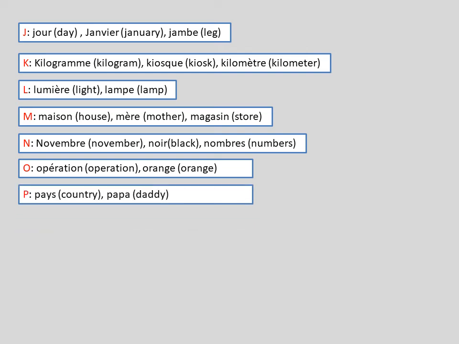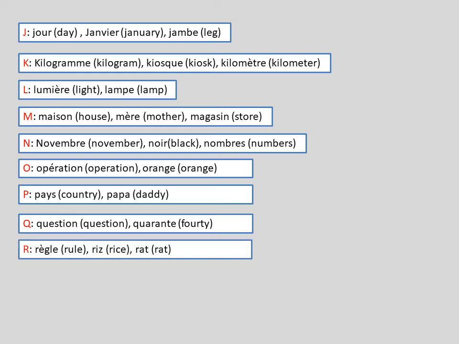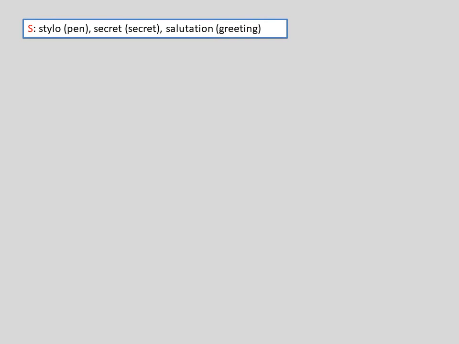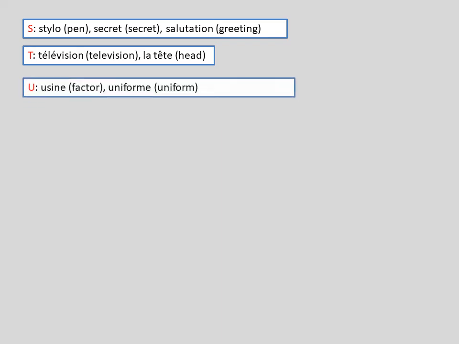Next we have P. P as pays, papa. Next we have Q. Question, quarante. Next we have R. Règle, ri. Ha, ha. This sound is pronounced in your throat. Try to pronounce it. Are you able? Yes, correct. Let's continue. S. Stylo, secret, salutation. Next, T. Télévision, la tête, head, la tête.